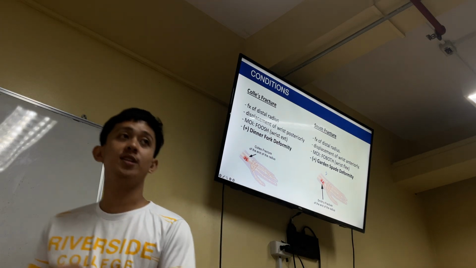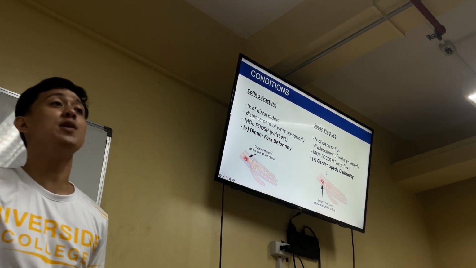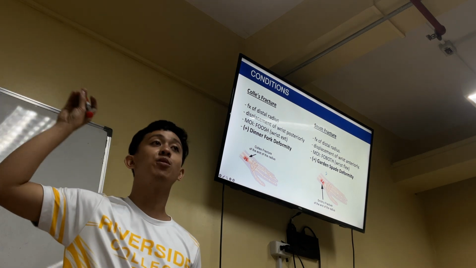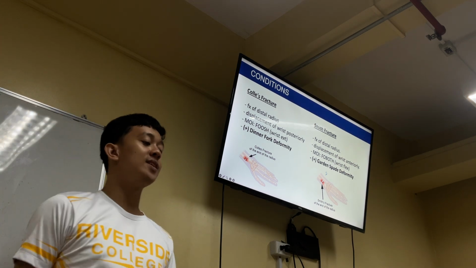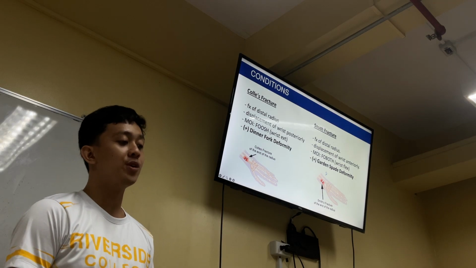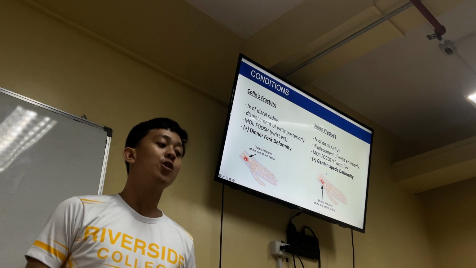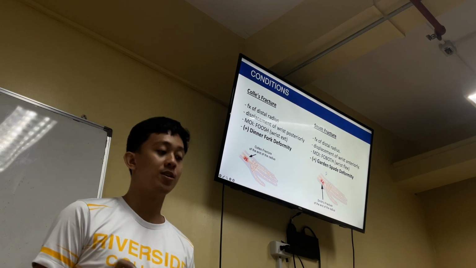For Coles fracture, this is a fracture of your distal radius. Same with the Smith fracture, a fracture of your distal radius. The difference is that when I talk about Coles fracture, the displacement of the wrist is posterior, compared to Smith fracture, where the displacement of the wrist is anterior.